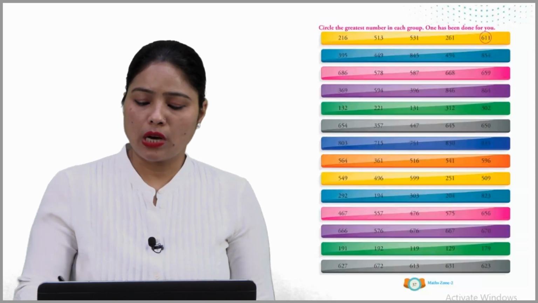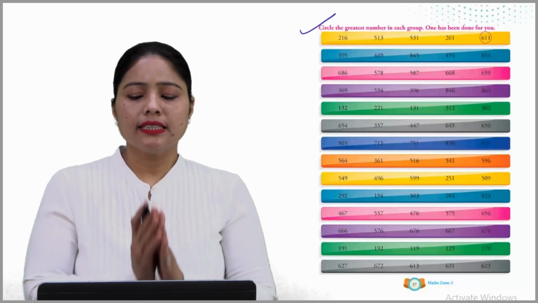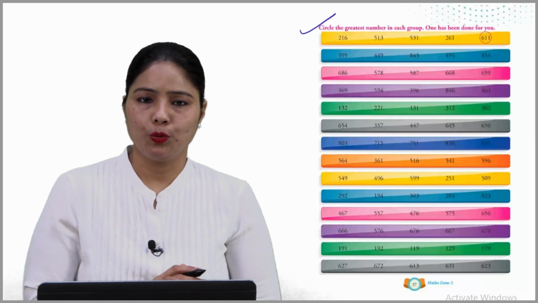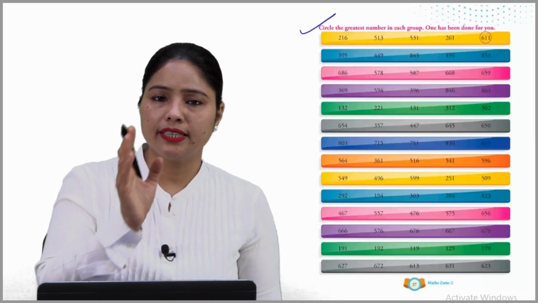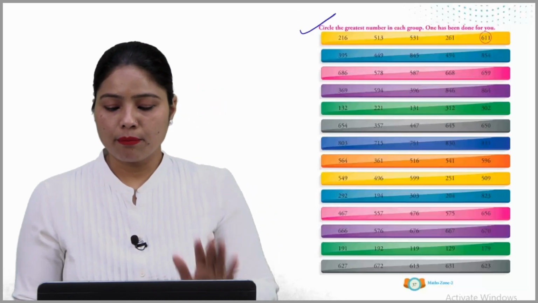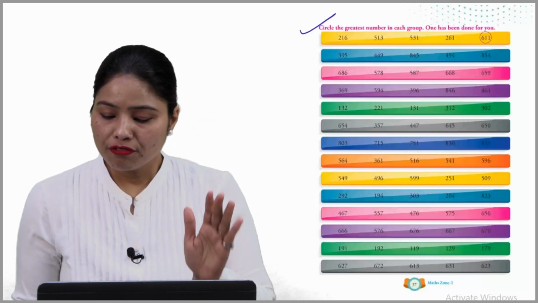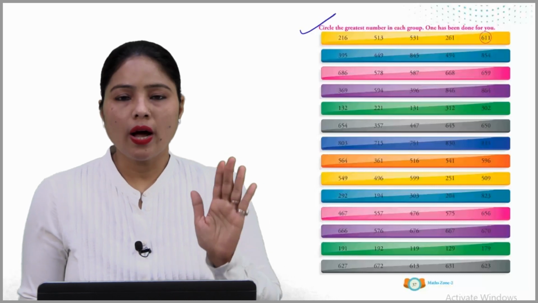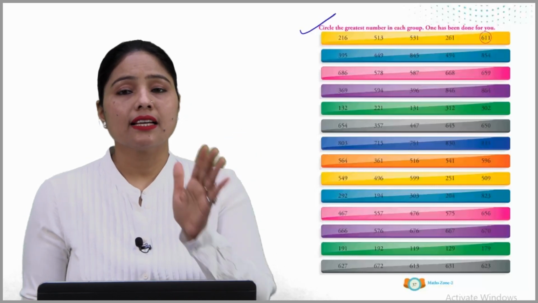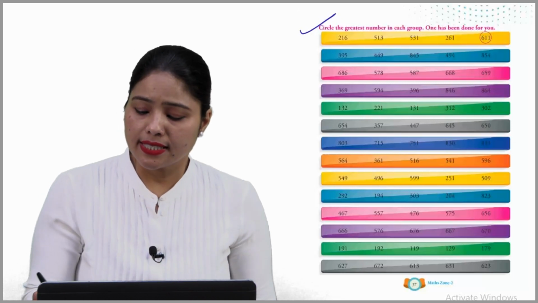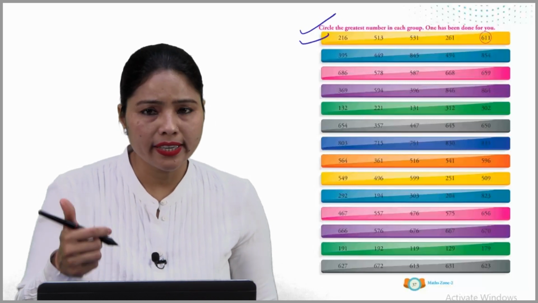Okay beta, now next one is: circle the greatest number in each group. One has been done for you. अब आपको क्या करना है? इसमें greatest number लिखना है. So our numbers are 216, 513, 531, 261 and 611. So we know that the biggest number is 611, which is already done.